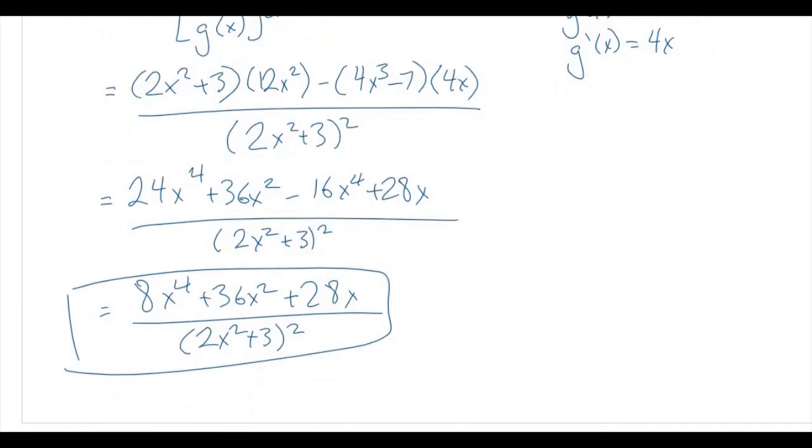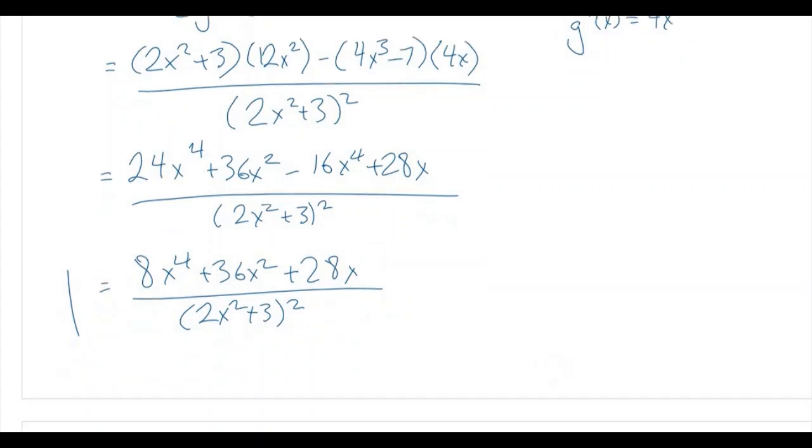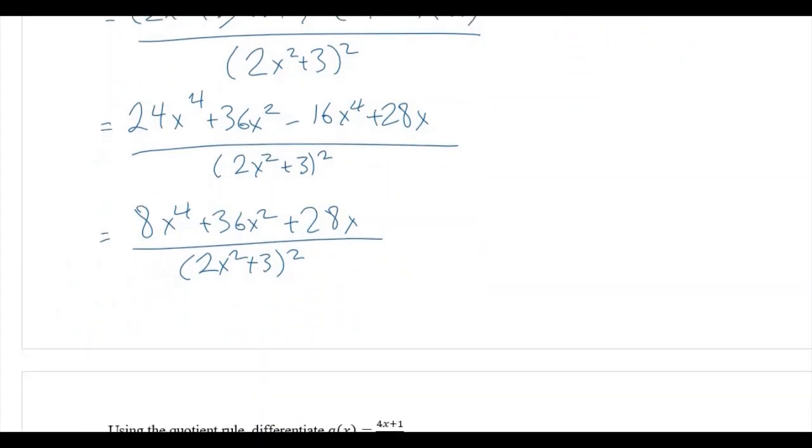So we could leave it like that, but we also know that we can factor up top. In fact, if you know how to factor any of the other ones that we see here, then you're welcome to do that as well. But usually if we can factor, we factor. So let's common factor out 4x. And we're going to be left with 2x cubed plus 9x plus 7 all over 2x squared plus 3 squared.